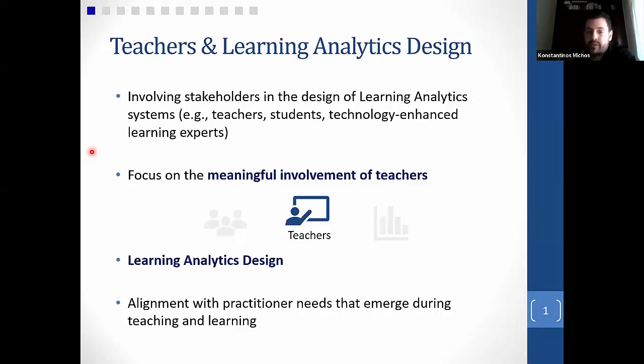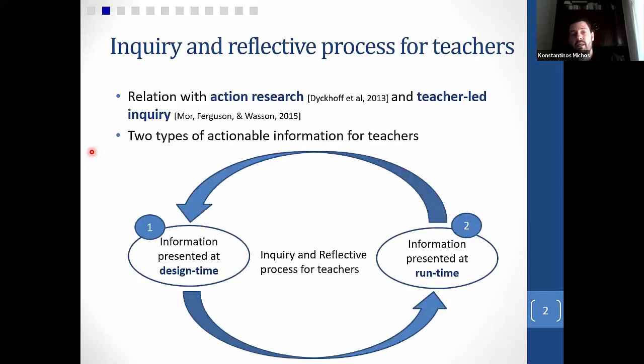We connect this with research in learning analytics design, which seeks to develop some knowledge around the use of learning analytics and their practical implementation in educational settings. During this process, some practitioner needs might be explored, such as problems encountered during teaching and learning. This practitioner input has been explored in research strands such as action research with learning analytics or teacher-led inquiry.